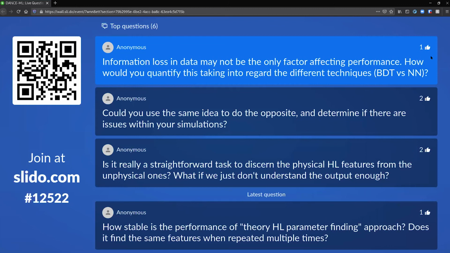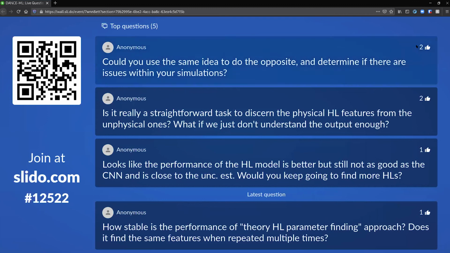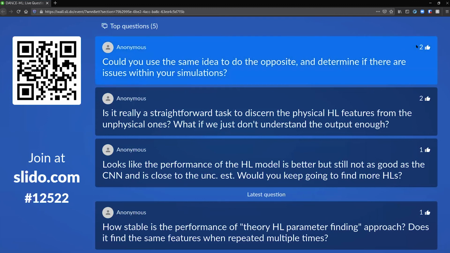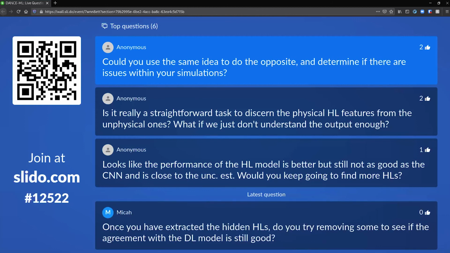Could you use the same idea to do the opposite and determine if there are issues within your simulations? Yeah, I suppose you could. You could imagine mapping the low-level features to the high level and then studying those in your simulation by comparing the distributions in simulation and in data and saying, are these features well modeled? Say you get some new physics quantity nobody's considered before, and you're like, oh, that's interesting. Is it well modeled? Then you discover, oh, it's not. Well, that could tell you something about your simulations maybe you didn't know before.